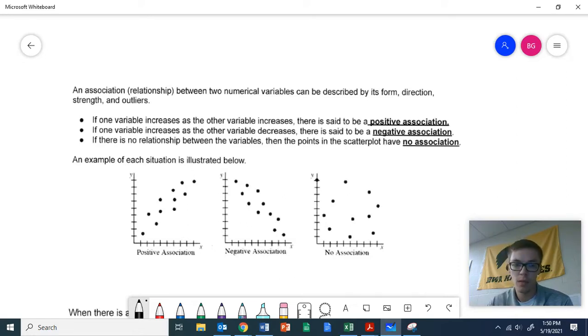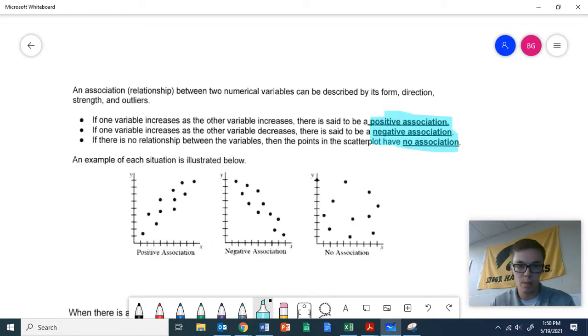Okay, and the 4 things you have to include are, number 1, you have to include direction. So that's what we're going to look at first. Okay, so direction can be described as positive, negative, and no association, as they're listed here. Okay, positive, negative, and no association.